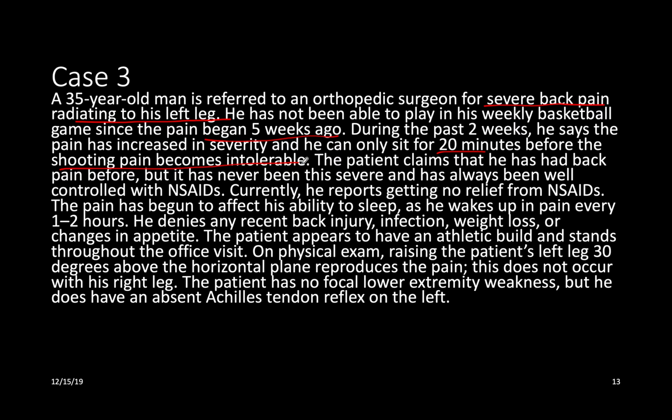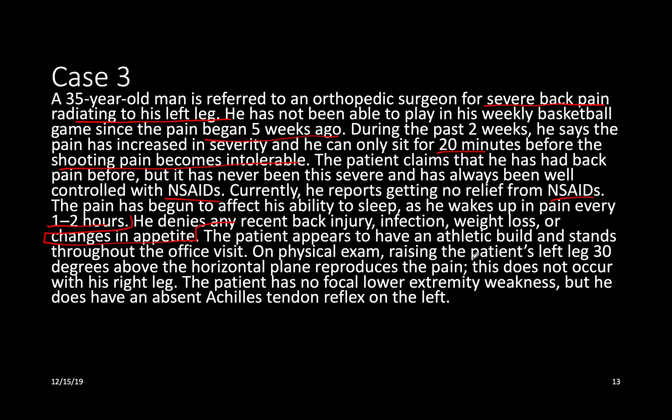He claims he's had back pain before, but has never been this severe, has always been well controlled with NSAIDs. Currently, he reports getting no relief with NSAIDs. The pain is affecting his ability to sleep, wakes up from the pain every 1 to 2 hours, denies any recent back injury, infection, weight loss, or changes of appetite. Okay, so this is important as well, obviously ruling out any tumor or anything like that, tuberculosis, things like that. The patient appears to have an athletic build, stands throughout the office visit.